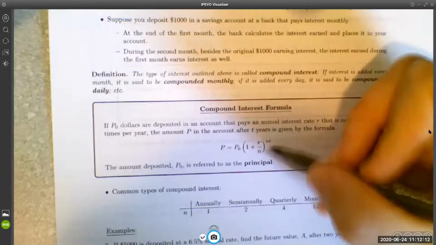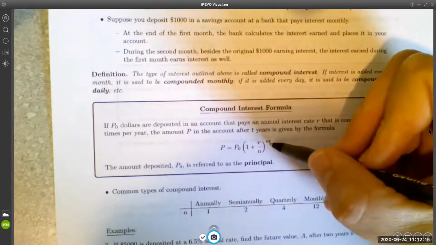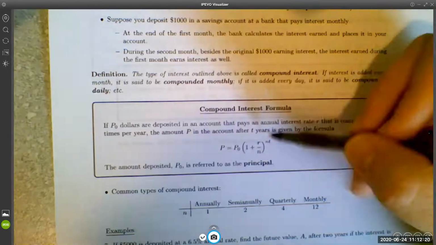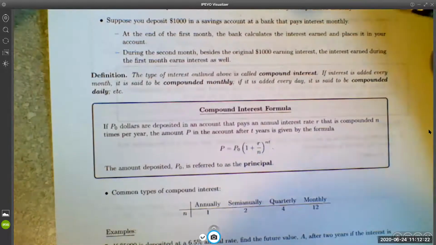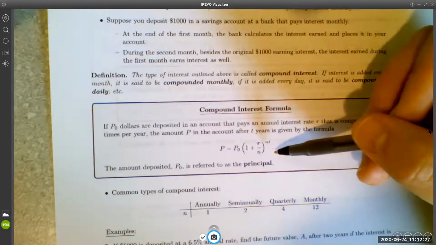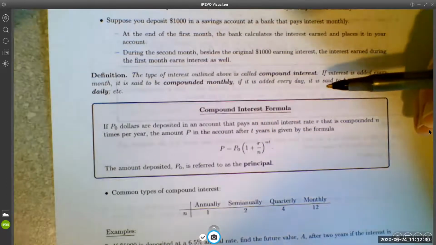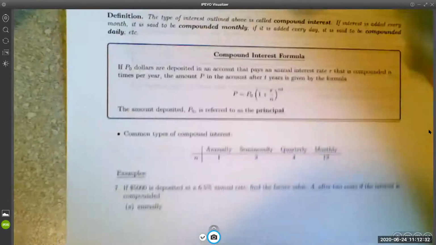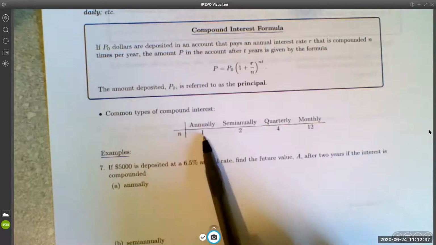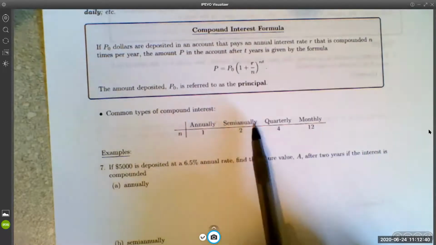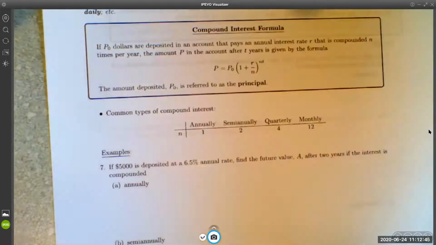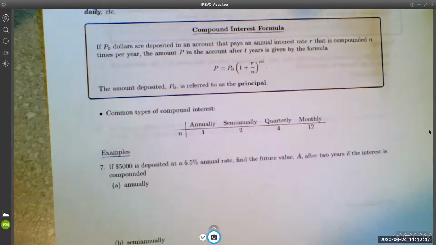Now this is going to happen n times per year, and it's going to happen for t years. So you raise that amount to the nt power, and that's how you get an exponential function out of this. That's why this is the function that we use to compute compound interest. Let me show you some examples. First, if the interest is compounded annually, then n is 1. If it's compounded semi-annually, then n is 2. Quarterly, n is 4. Monthly, n is 12. If it's compounded daily, then n is 365.